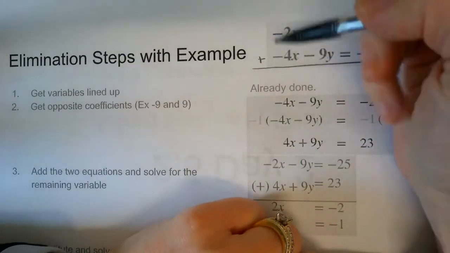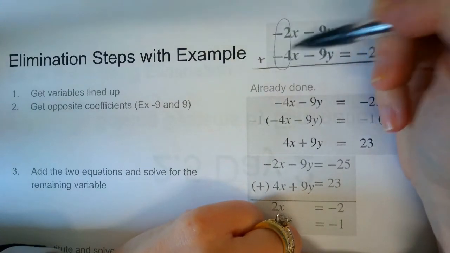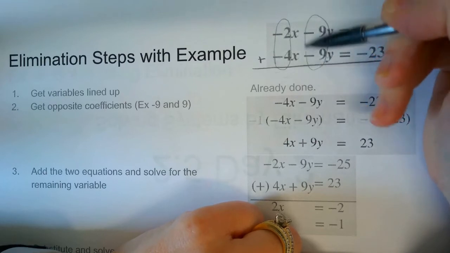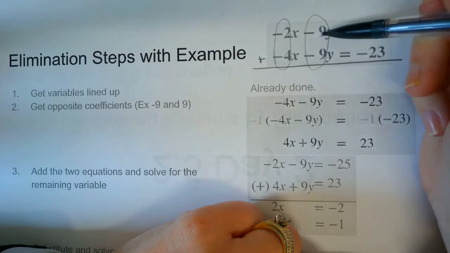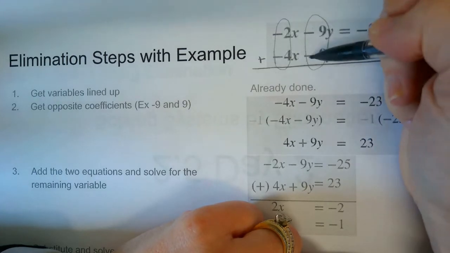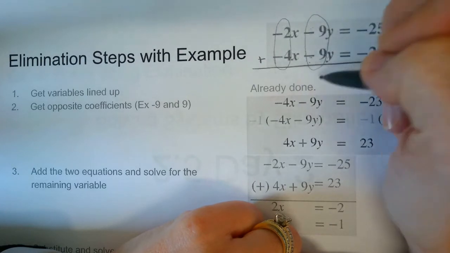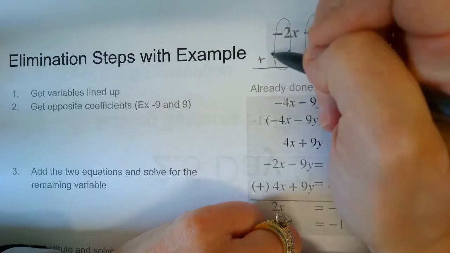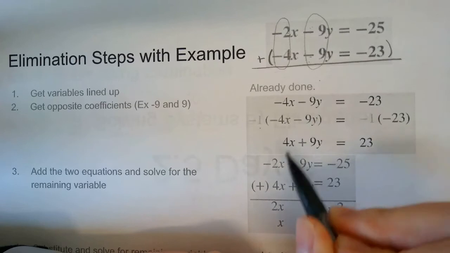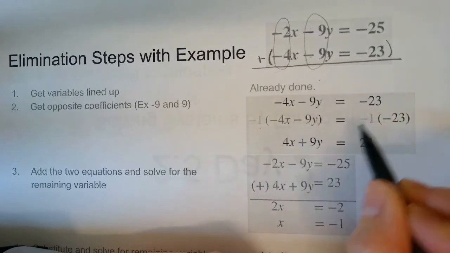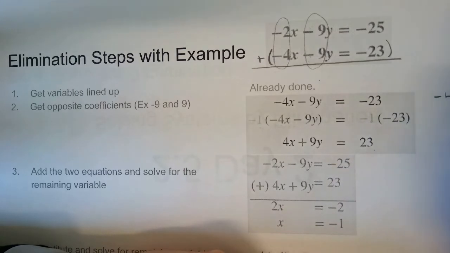What that means is you can multiply to get these numbers the same, or you can multiply to get these numbers the same. Since my y's are already the same number, all I would need to do is change one of these two signs so that one would be positive and one would be negative, and that would make them add to 0. So if I take this bottom equation and I multiply by -1, that will change all of my signs to make it become positive.